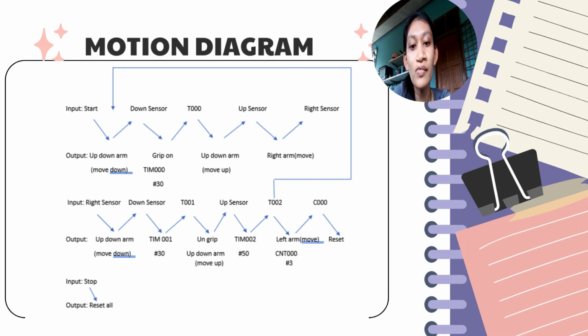and up sensor will active. After up sensor active, Timer 002 will on for 5 seconds. Left arm will move to the left and the counter 000 will count for 3 times. After counter count 3 times, the counter will reset. Lastly, when we press the stop button, the system will reset all.